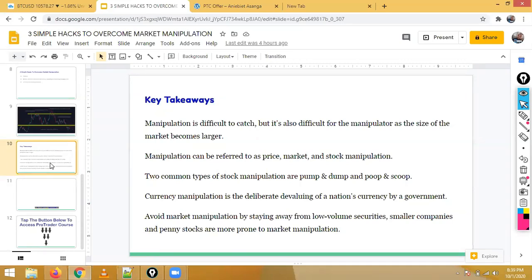So how to avoid market manipulation is to stay away from low volume currencies or securities. If you are trading stocks, avoid smaller companies or penny stocks, because they are the ones that are more prone to market manipulations. Though they may sound so enticing, like right now everybody's jumping on Tron. They're saying Tron, Tron, Tron. It might be a manipulation there.